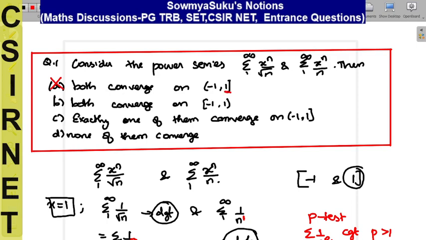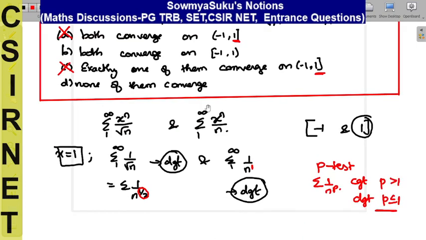For x equal to 1 the option claims convergence, but here we are getting divergent, so that is wrong. And what about option C, is the series convergent at exactly 1? No, for the two series we are getting divergent. So option C is also false. Let's check for x equal to minus 1.